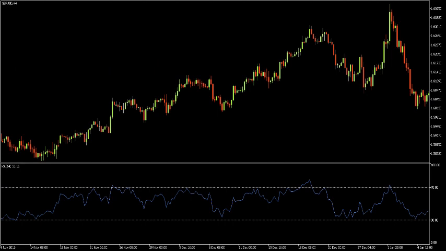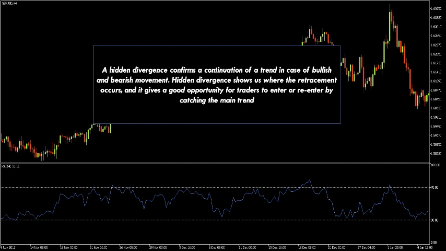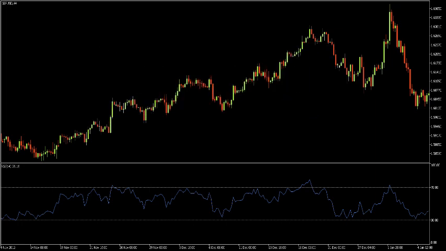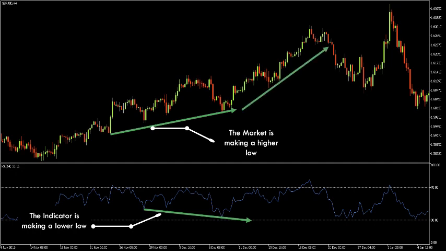Let's move to the second type of divergence, which is the hidden divergence. A hidden divergence confirms the trend continuation in case of bullish and bearish movement. Hidden divergence shows us where the retracement occurs, and it gives a good opportunity for traders to enter or re-enter by catching the main trend. Look at this chart example. As you can see, the price formed a higher low, but the indicator is showing a lower low. This indicates a clear hidden divergence, where the price managed to continue its direction upward after the retracement.